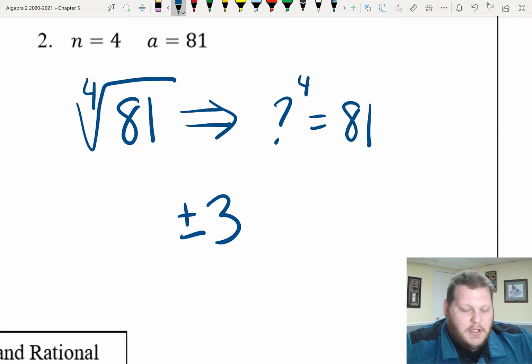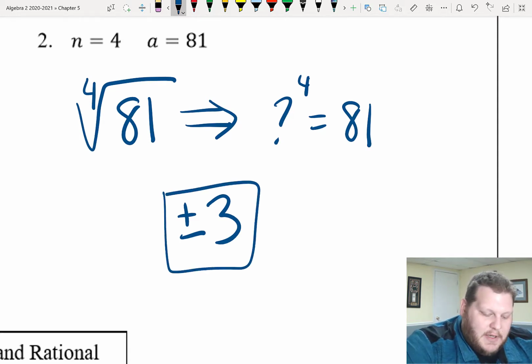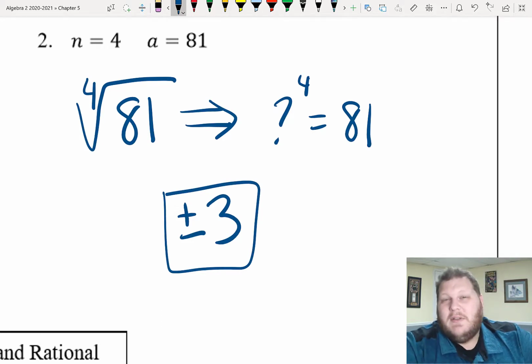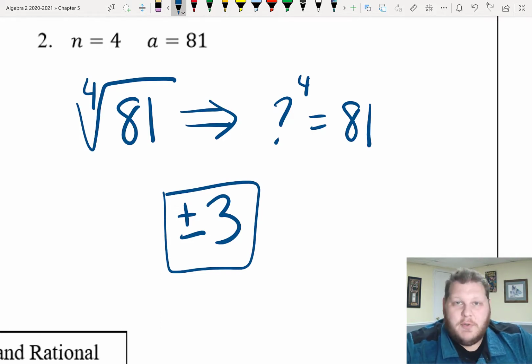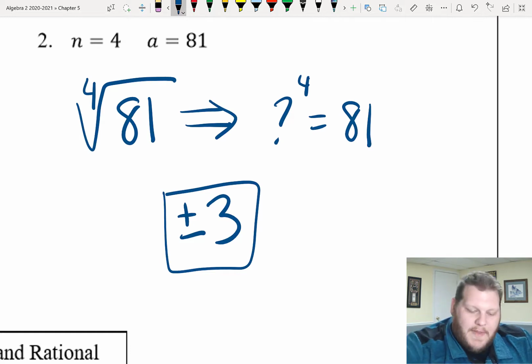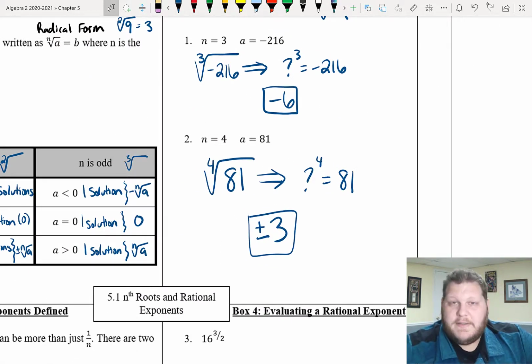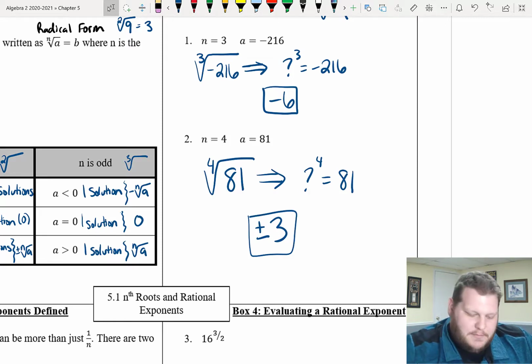Just make sure you check your stuff, check that table if you need to, to ensure that you've got the correct solution. But again, the only time you have multiple solutions, where you have to add that plus or minus symbol, is if you've got an even root of a positive number. That's the only time you have that plus or minus. Everything else should either be 0 for your answer, no solution when it's a square root or an even root of a negative number, or you've got a single solution for the other roots.